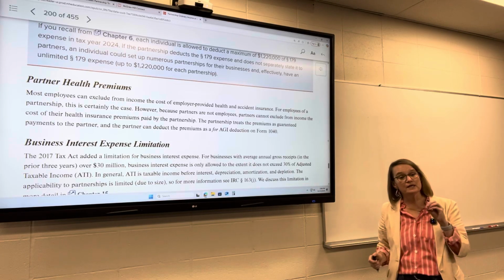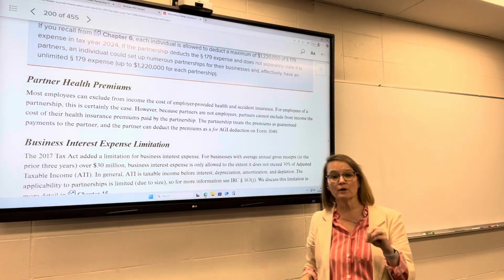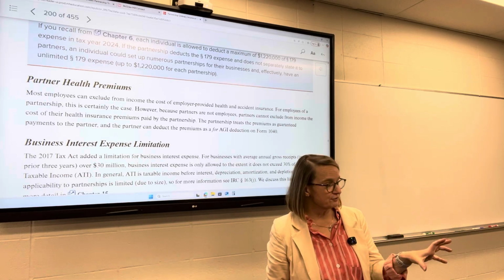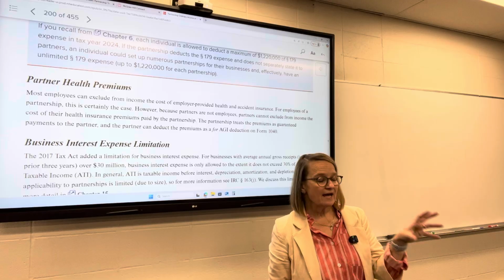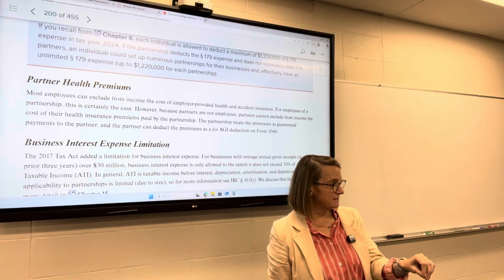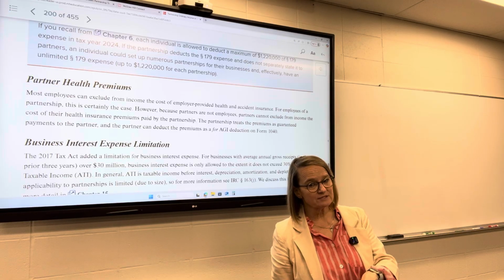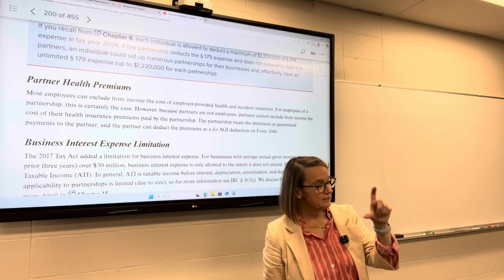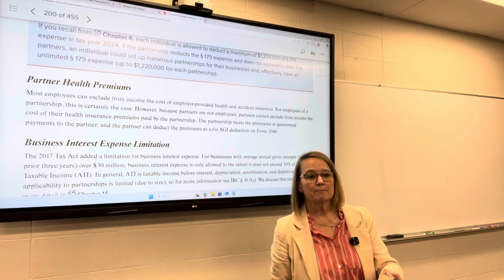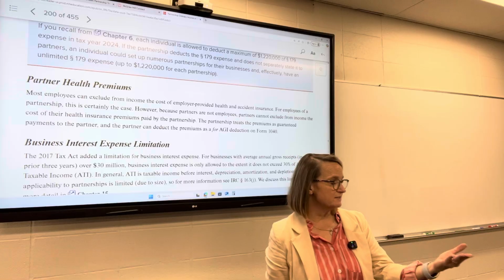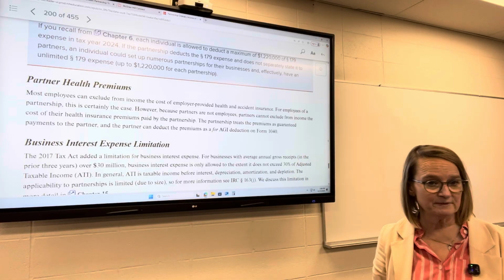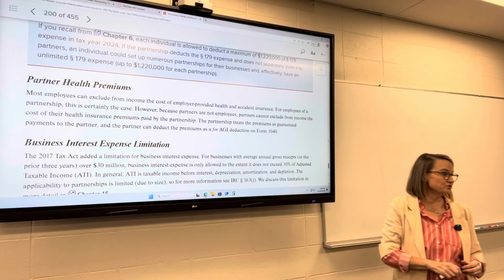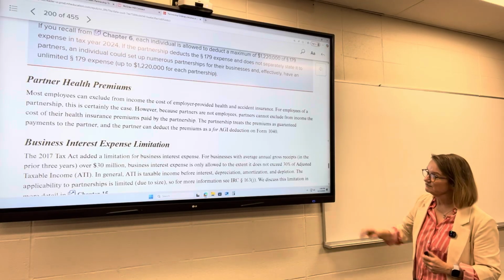So if you're a partner in a partnership and the partnership pays for your health insurance premium, that is treated as though it's a guaranteed payment. So you're going to pay self-employment tax on it. You're going to pay income tax on it. It's going to be included in that box for guaranteed payments, but then you also will get to turn around and take a self-employed health insurance premium deduction as one of those four AGI adjustments on your Form 1040.